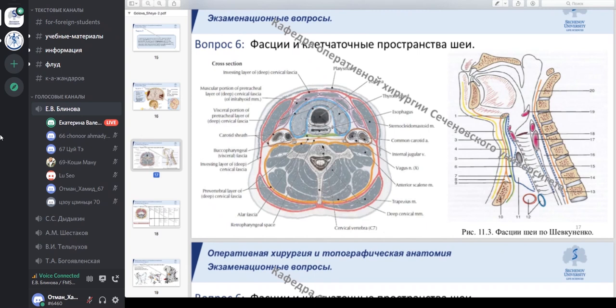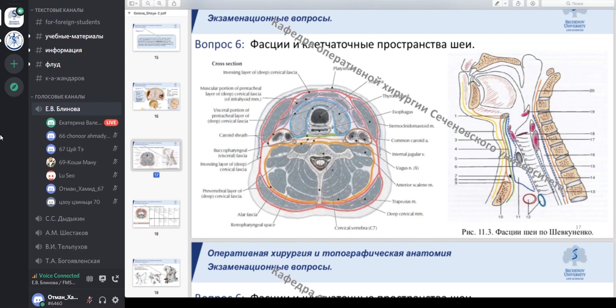Cellular spaces of the neck are also divided into two groups. The first group is the closed cellular spaces. There are three. The others are open and connected with other regions. Firstly, I call the closed spaces. It's the submandibular space. The proper fascia, the second fascia of the neck, forms the capsule of the submandibular gland, and here the submandibular cellular space is located.